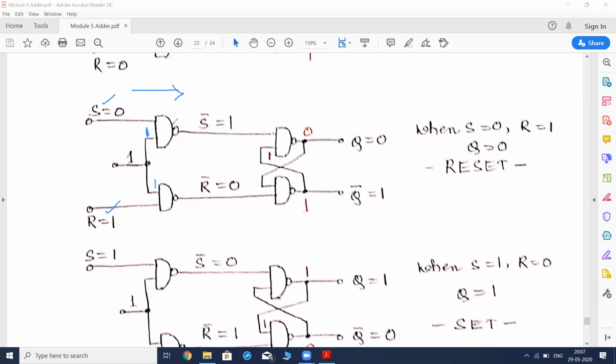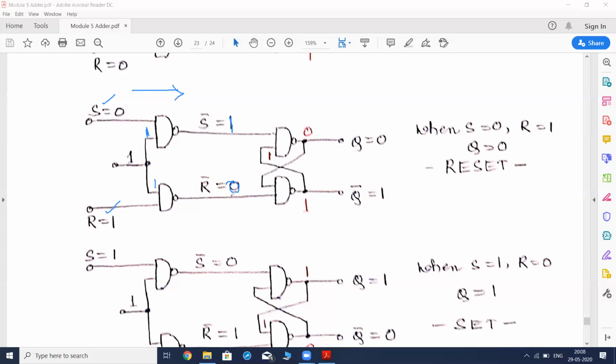Now, what's the output of this NAND gate? We need to see the NAND gate truth table. Our NAND gate truth table says that when any one of the inputs is 0, the output is 1. So we'll get S bar as 1. Now look at this lower NAND gate. Here R is 1 and the enable input is also 1. When both the inputs are 1, obviously we'll get R bar equal to 0. So now S bar is 1 and R bar is 0.